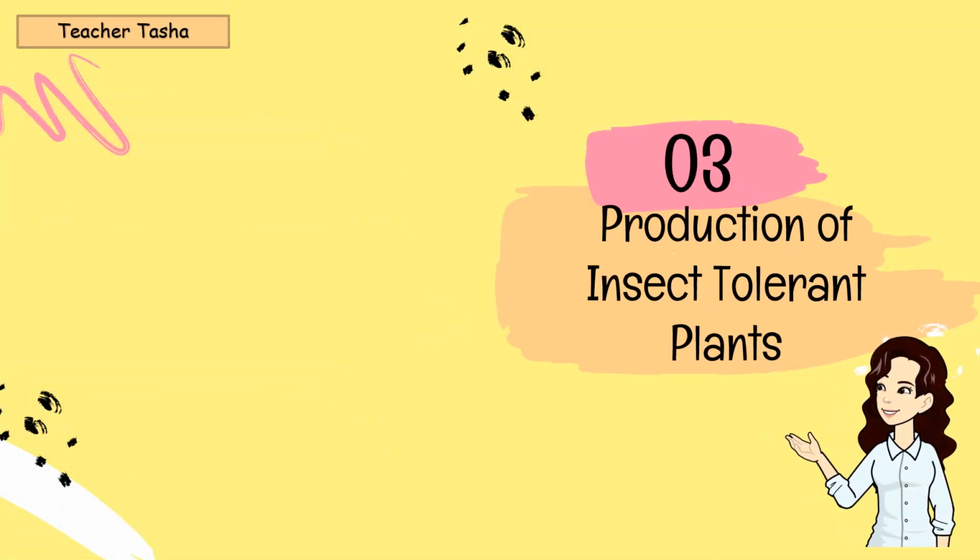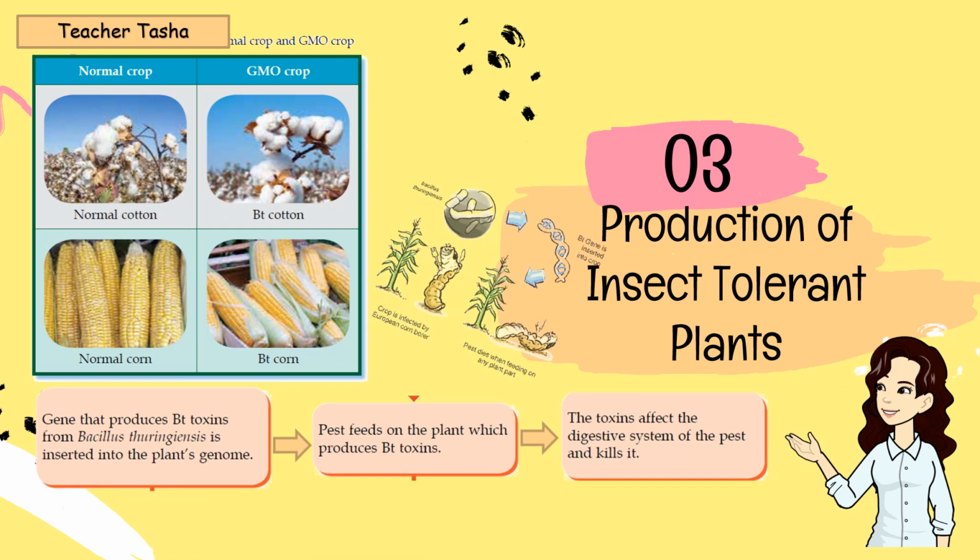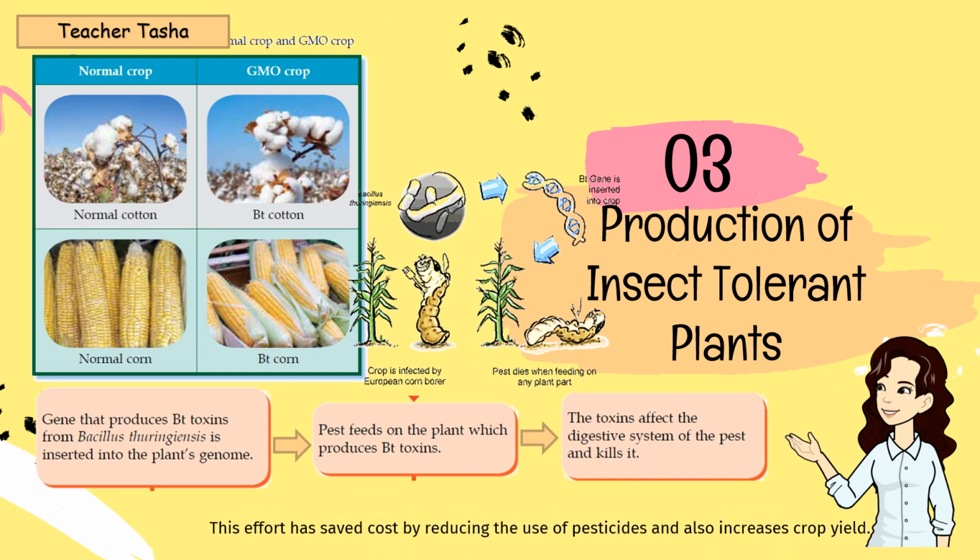So let's look at the production of insect-tolerant plants. Now, crop plants such as cotton, brinjal, and maize are prone to attacks by insect larvae, which destroy the shoot and fruits. So biotechnology is used to overcome this problem and to save costs on using pesticide. A gene that expresses insecticidal protein is isolated from a soil bacterium known as Bacillus thuringiensis, or we call it Bt. Okay, Bt is for the bacterium Bacillus thuringiensis.